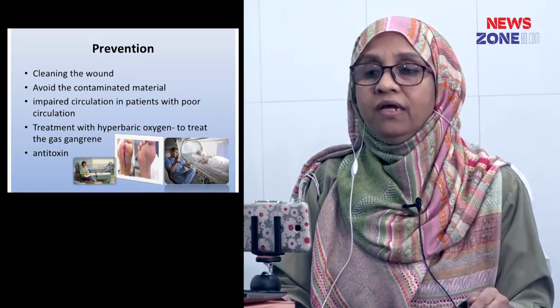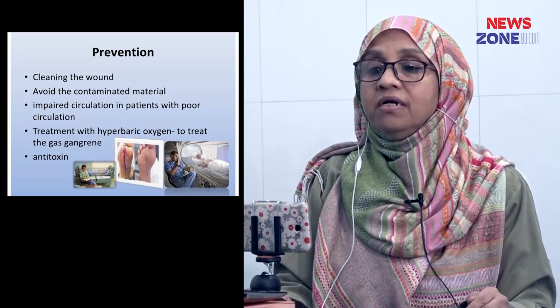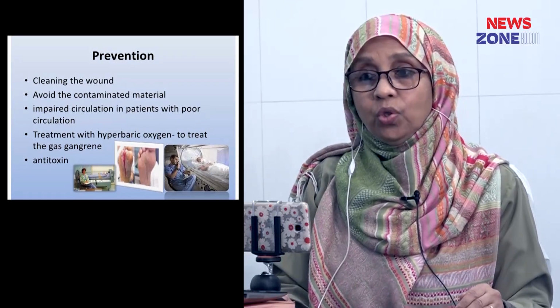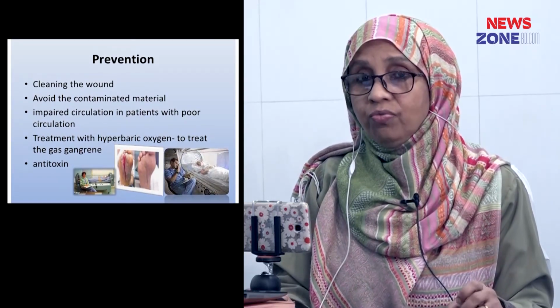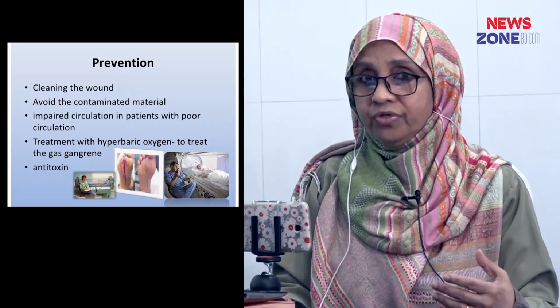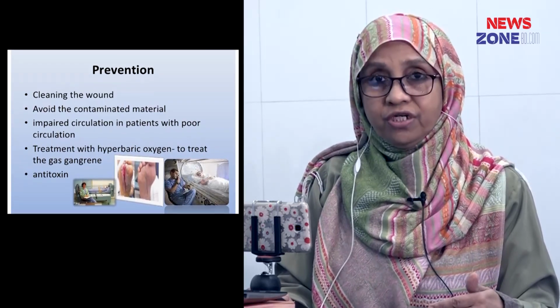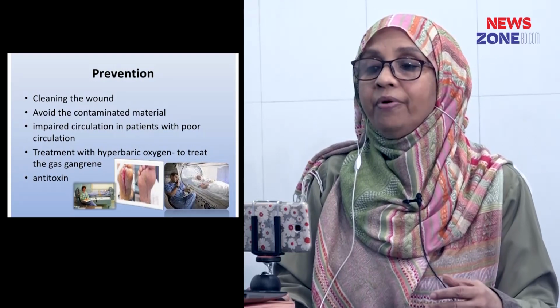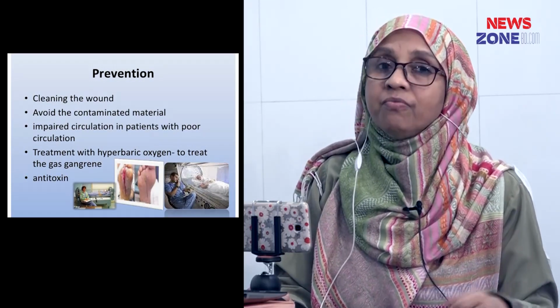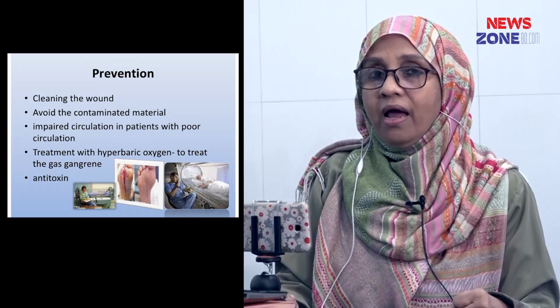Prevention, as I have already mentioned a few lines about it, let me explain. First, you have to clean the wound thoroughly and avoid contaminated material. Patients with impaired circulation must be helped to regain circulation. How? Sometimes treatment with hyperbaric oxygen helps in gas gangrene.